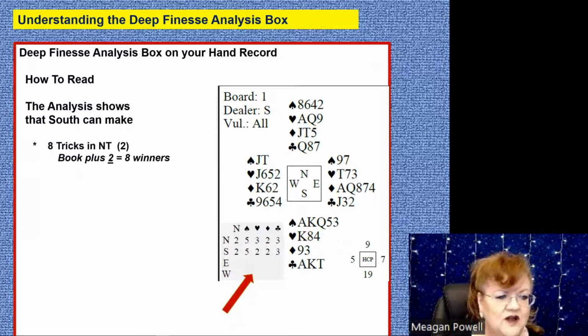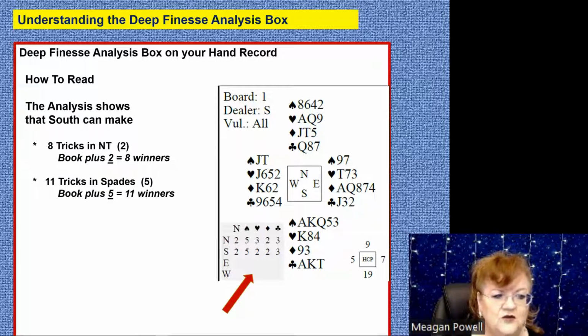It's telling you that North and South could make, in no trump, 8 tricks. That's the 2, right? Book plus 2. That North and South could take 8 tricks if they played this in a no trump contract. It's also confirming for you that your spade bidding seems to be right. You can take 11 tricks in spades, North South. This is book plus 5, right? 6 plus 5, 11 winners.